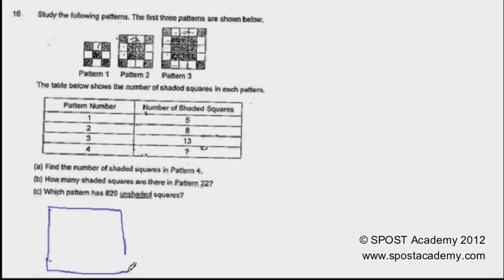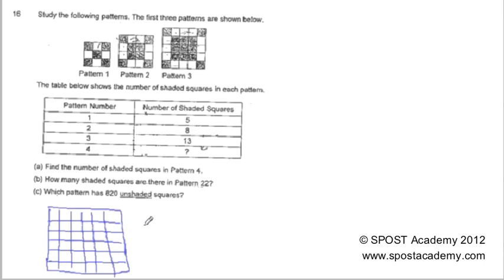For pattern 4, you should have 1, 2, 3, 4, 5 and 6. 1, 2, 3, 4, 5 and 6. Now according to the way the pattern is being drawn, this should be shaded at the corners and this must be shaded as well.